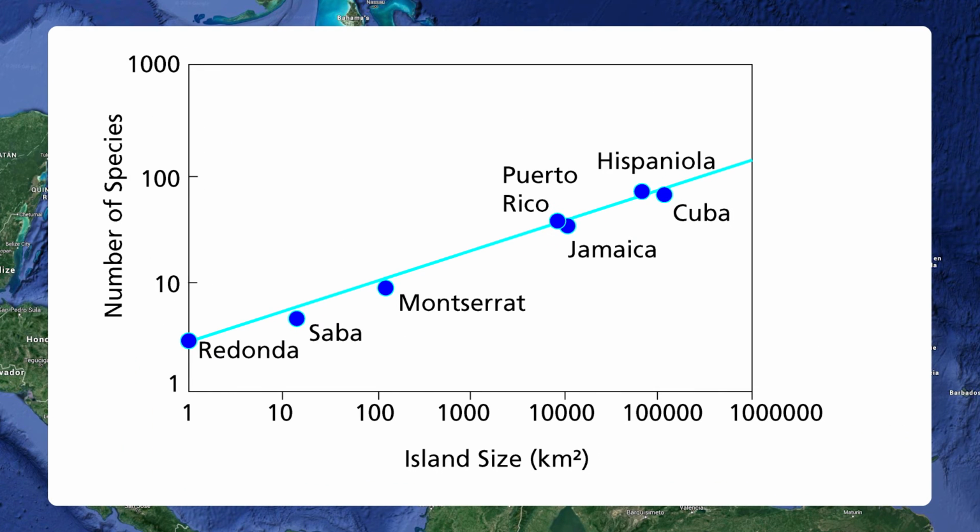On one axis, you have the area of the island in square kilometers, and these are the islands within the Hispaniola chain, so Cuba, Jamaica, Puerto Rico, etc., Saba. The smaller the island, the fewer species there will be on this island. We can then extrapolate this to humans. The smaller the island, the smaller the number of humans that can live on this island.